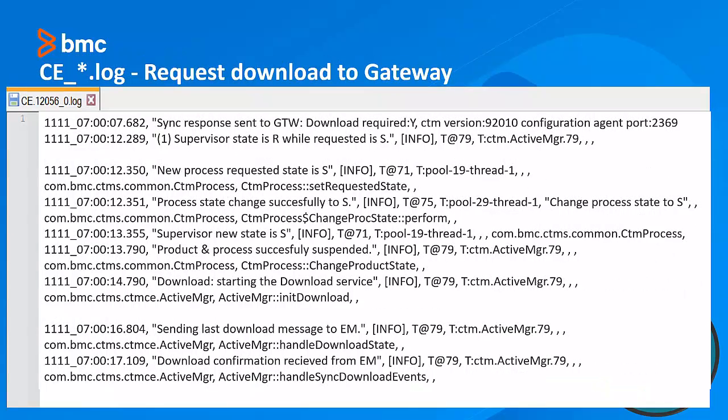After the jobs were ordered, if we check again the same CE log as before, we can see how the CE process requests the download from the Control-M Enterprise Manager Gateway component in order to download the new active job file to the Control-M Enterprise Manager database. In the CE log, we can see the download request, and also the confirmation received from the EM to start the download.